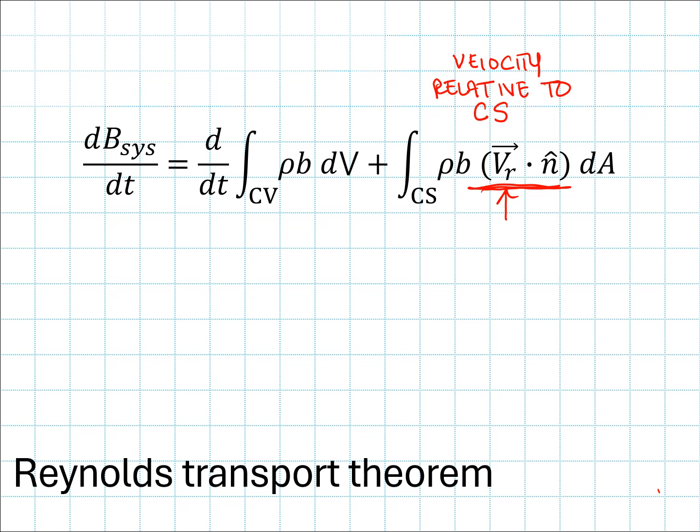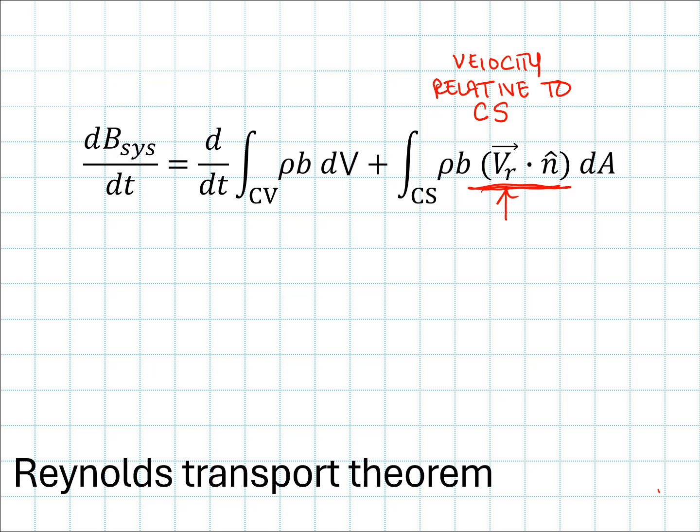So if the control volume is not moving, if it's stationary, then the velocity of the fluid relative to the control surface is the same as the velocity relative to a fixed reference point. But this little r here is just to remind us that if our control surface happens to be moving, then we want to use the velocity of the fluid relative to the control surface. So that's all that means.